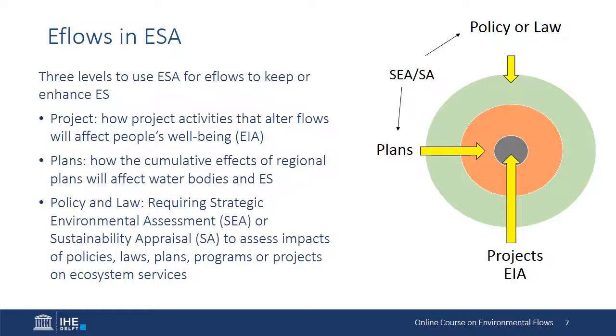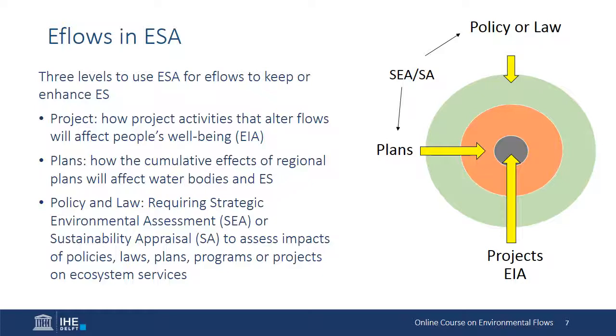So we can consider Eflows in impact assessment at different levels. We start at project level. When we assess how a project would affect ecosystem services, we try to identify those activities that could result in changes on water levels, and that in turn will result in impacts on ecosystem services that could affect the well-being of people. Environmental impact assessment is the tool used at this level.